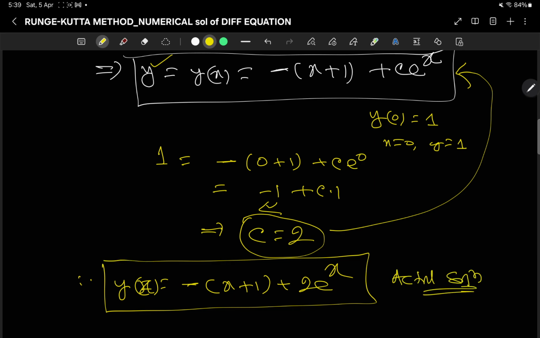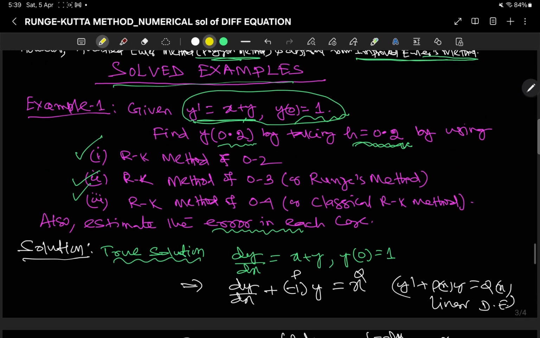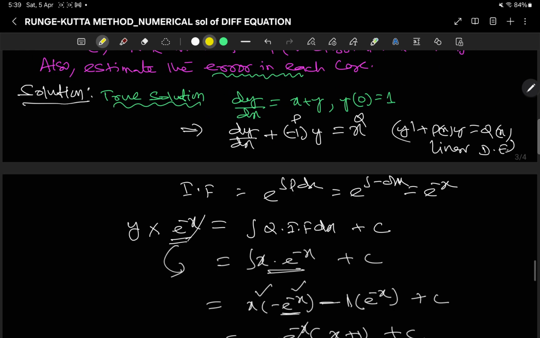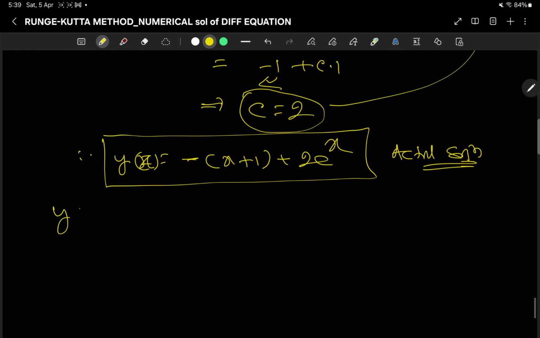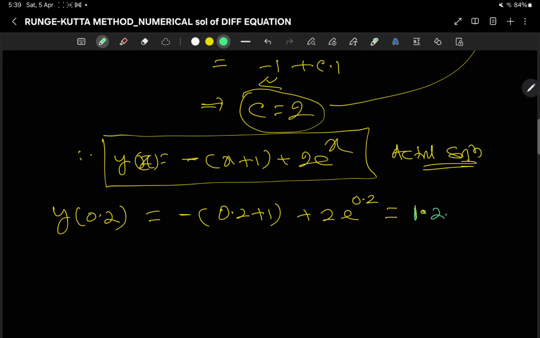But the actual solution we need is at 0.2. So y of 0.2, if you substitute, is minus of (0.2 plus 1) plus 2 e to the power 0.2, which will be 1.2428. So this is your actual solution.